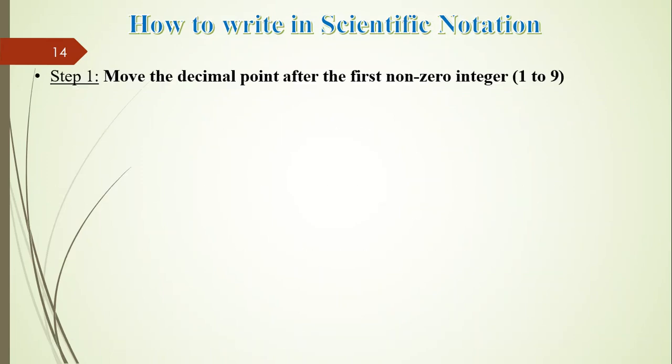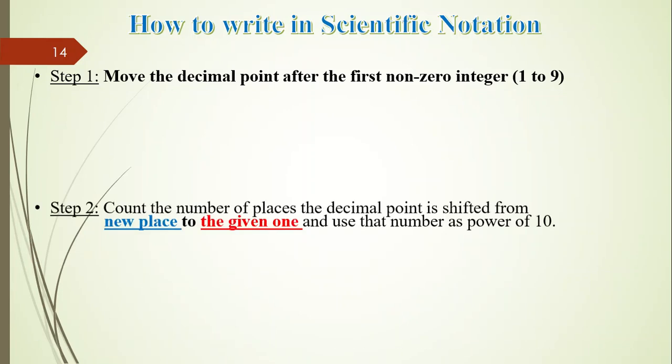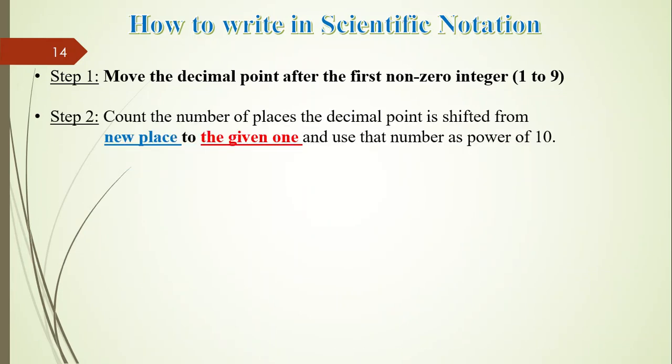Step 1. We have to move the decimal point after the first non-zero integer. The second step is to count the number of places the decimal point is shifted from the new place to the given one and use that number as a power of 10. Step 3.